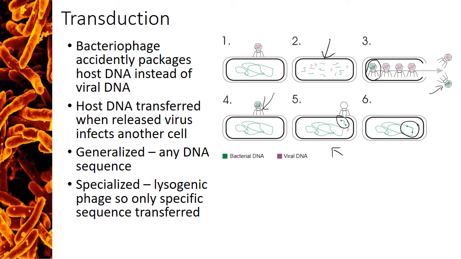There are two types of transduction. Generalized transduction is when any random piece of the genome is transferred, while specialized transduction is unique to lysogenic phage. These phage integrate into the genome at a specific point, and the incorporation of bacterial DNA comes when the phage genome comes out of the chromosome to switch back to the lytic cycle. When this happens, it accidentally can take a piece of the bacterial DNA that was right next to it, but this is always the same piece of DNA, so in specialized transduction, only one specific region of DNA is transferred every single time. It's not random like generalized transduction is.